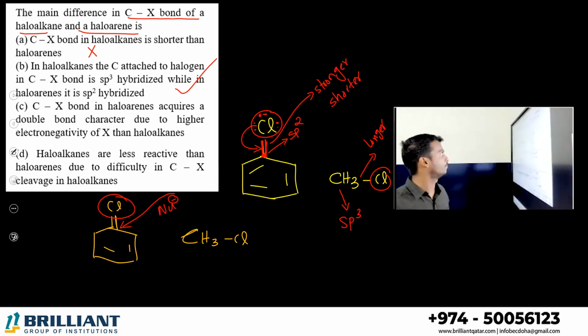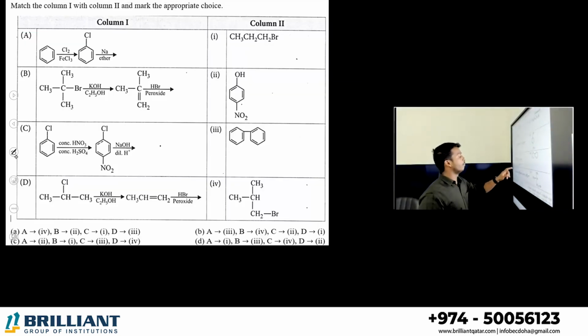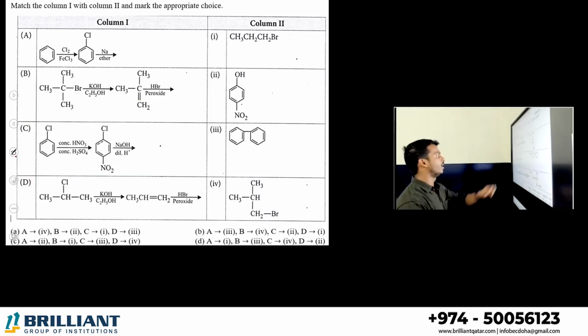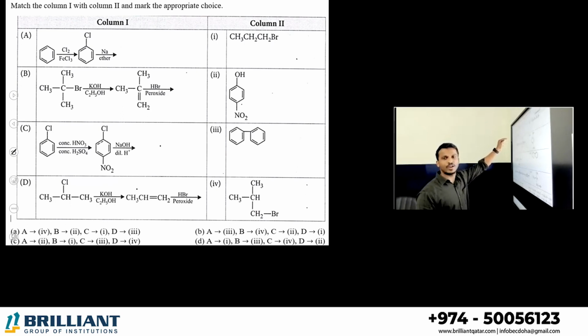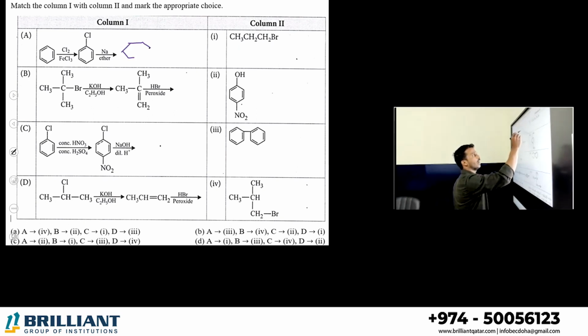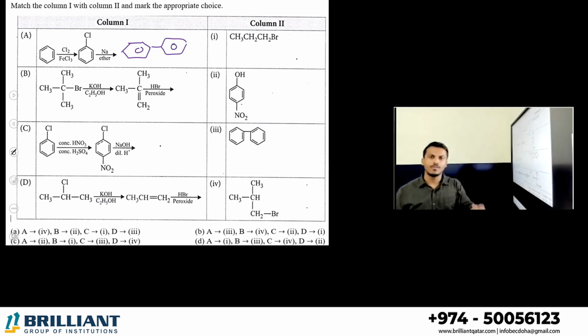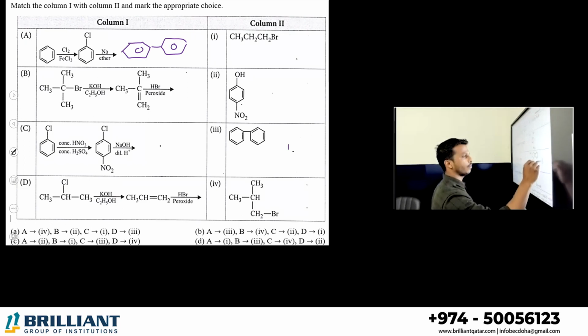Okay, next. Dear student, match the following. Very simple. Let's go. Here we have benzene. All of you look into the first reaction. Benzene treating with chlorine in presence of FeCl3, you will get chlorobenzene. Chlorobenzene treating with sodium in presence of dry ether, you will get biphenyl. What is the reaction called? Fittig reaction. What is the answer? Third one. So we can match with A.